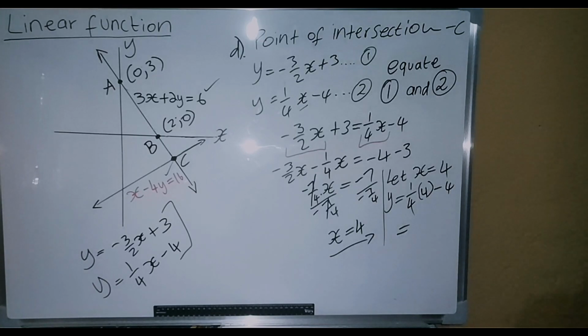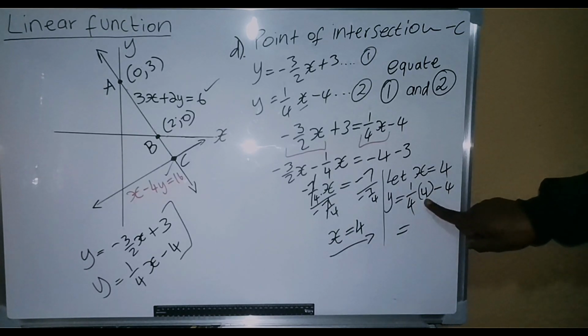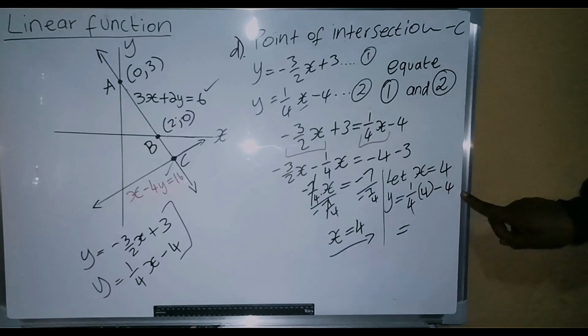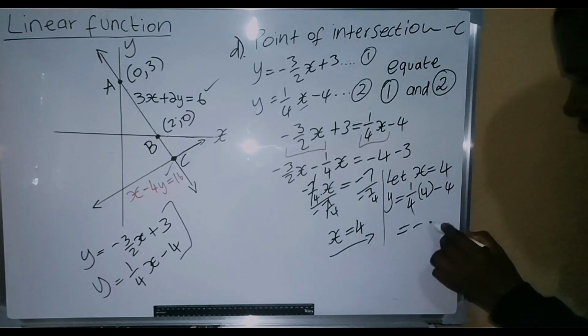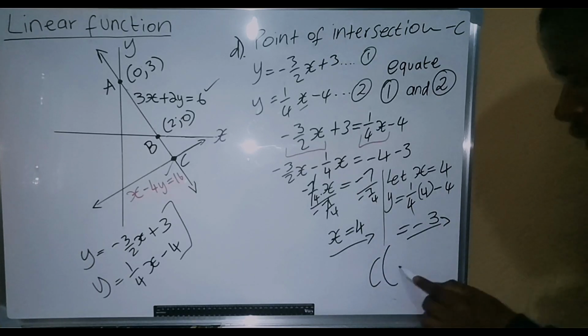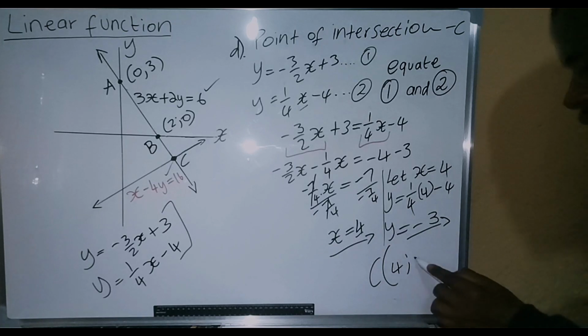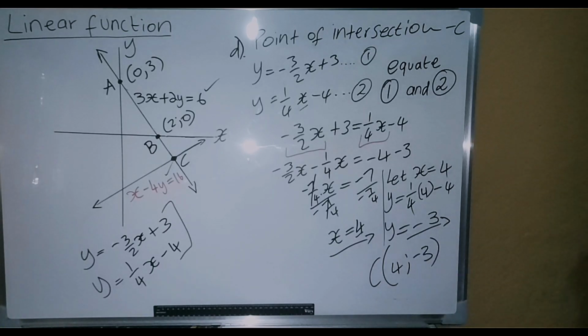You put that on your calculator and it gives you negative 3. Therefore, the coordinates of C are 4, which is for x, and negative 3 for y. These are the coordinates of point C. That's how you find the coordinates of point C.